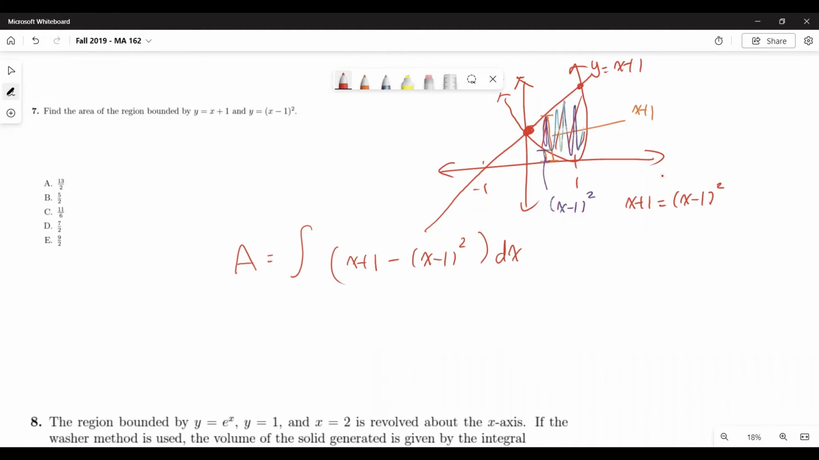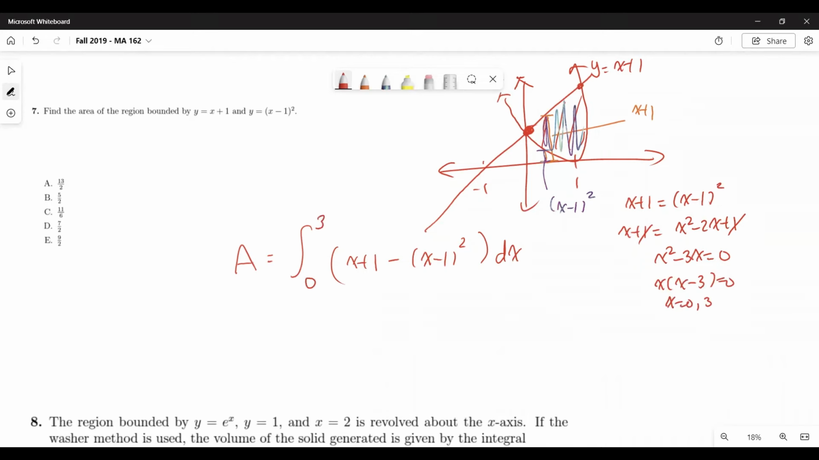So x plus 1 is equal to x squared minus 2x plus 1. The 1s cancel out, and then move the x to the other side. This becomes x squared minus 3x equals 0, so x times x minus 3 equals 0. X is 0 and 3. So it's integrating from 0 to 3.